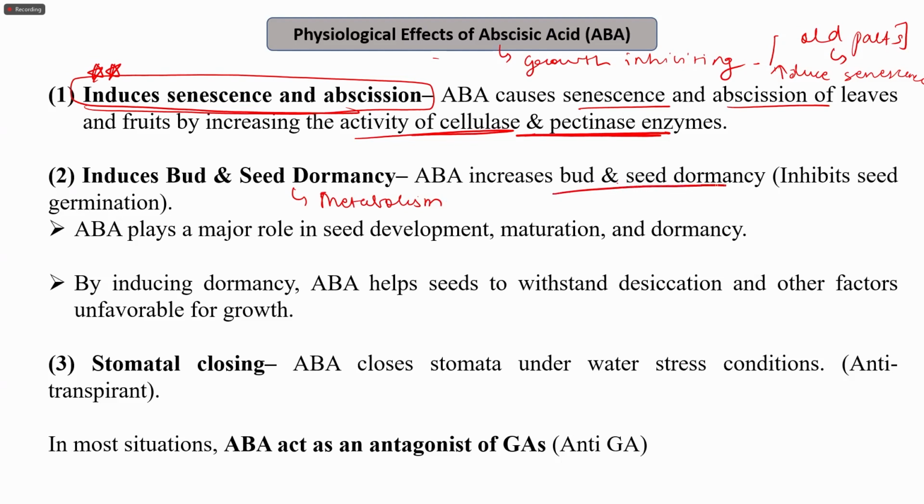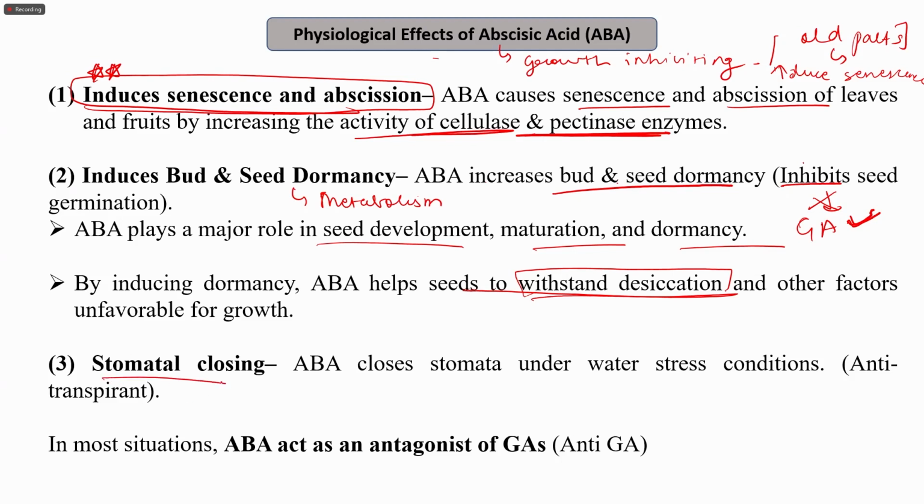So it increases the bud and seed dormancy. It inhibits seed germination. Unlike GA that was helping in the seed germination, it is inhibiting the seed germination. ABA plays a major role in seed development, maturation, and dormancy. And by inducing dormancy, it helps seed to withstand the desiccation. So it is also a kind of stress mechanism, right? The dormancy of the seed is also a kind of stress mechanism. Therefore, ABA is actually helping the seed to withstand the desiccation and other factors which are unfavorable for growth by inducing the dormancy.